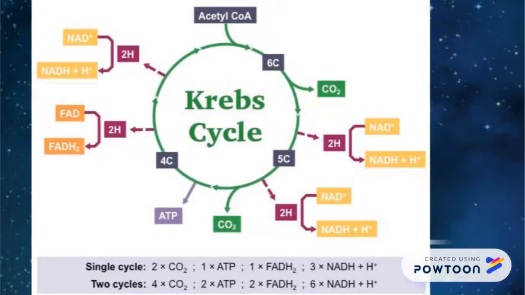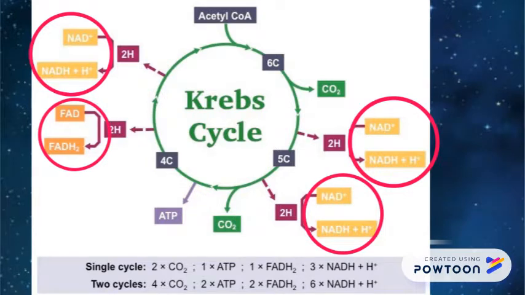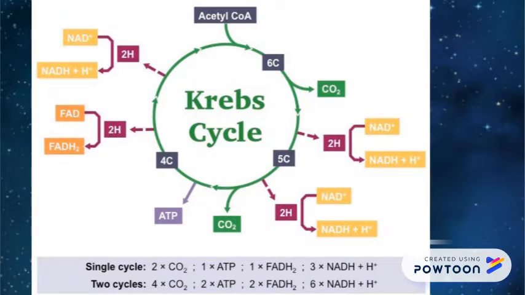The Krebs cycle is important in producing the high-energy electron carriers needed for the electron transport chain in the next step of respiration. A net of 4 carbon dioxide molecules, 2 ATP molecules, 2 FADH2 molecules, and 6 NADH molecules are produced from 2 molecules of pyruvate derived from 1 glucose molecule.